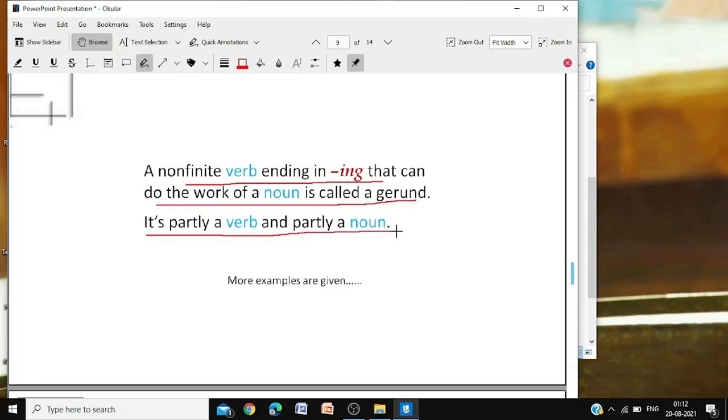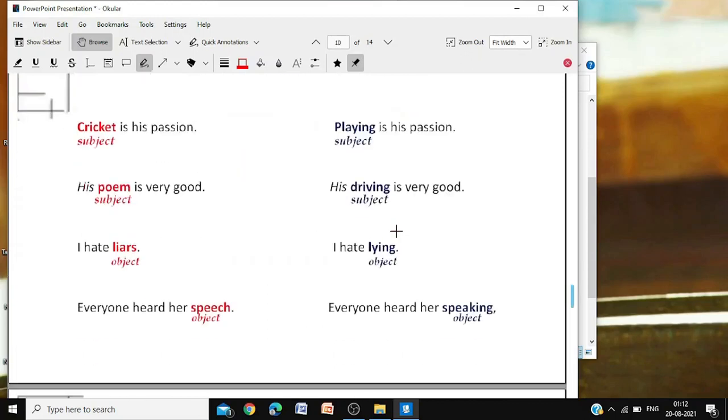So a gerund is a non-finite verb. It ends in -ing: going, coming, playing, and it will do the work of a noun. Let us see a few more examples. Cricket is his passion. Now cricket is a subject. Playing is his passion. Now we have again used parallel constructs. If cricket is a subject, then playing is also the subject.